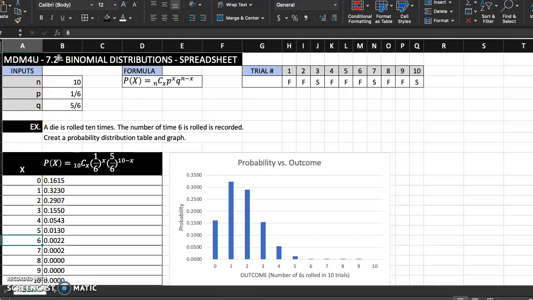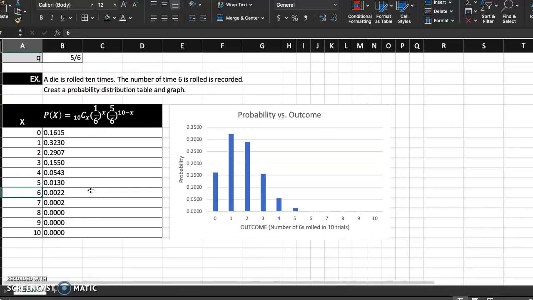So what we're going to do is look at what makes this a probability distribution. If we were to look at a situation where we have a set number of trials, 10, the number of times 6 is rolled is recorded, we could have anywhere from 0 to 10 6s rolled in 10 trials. It's possible. So this calculation will help us determine the likelihood of each of these different outcomes.